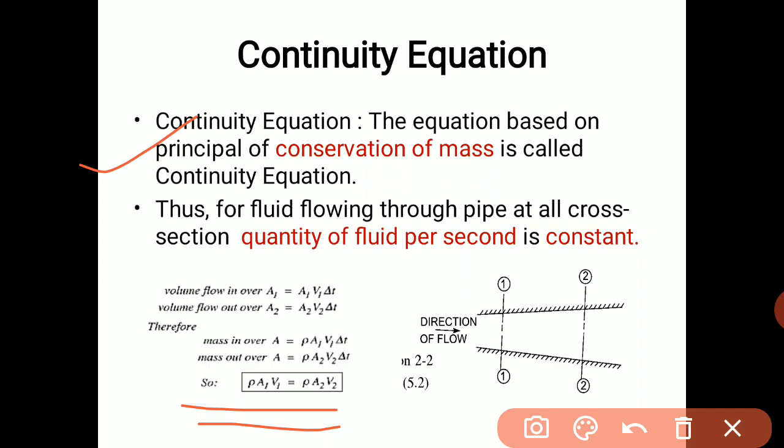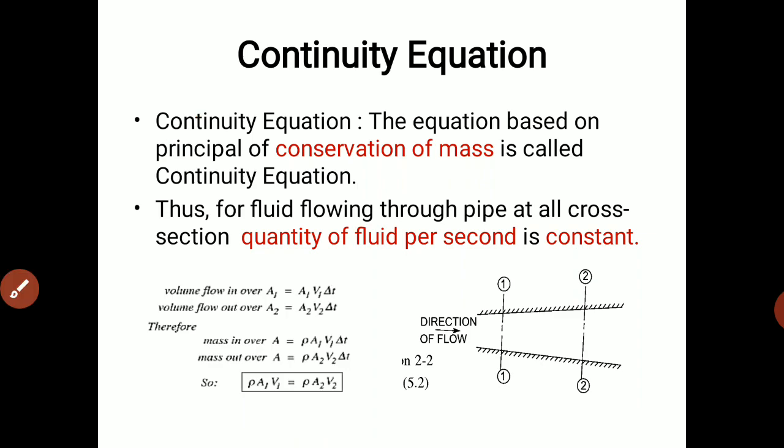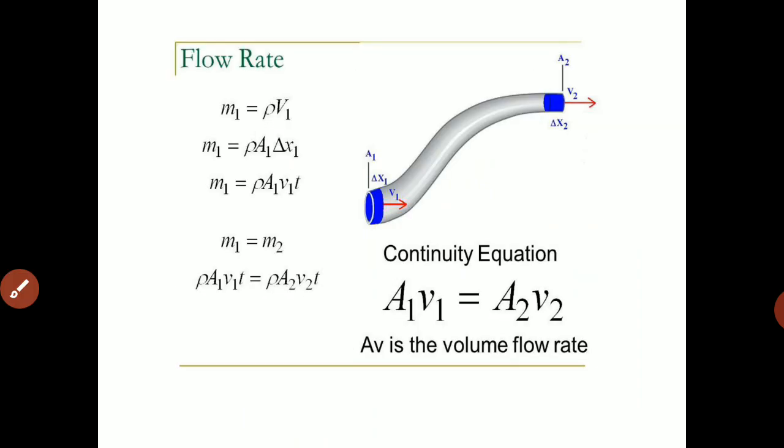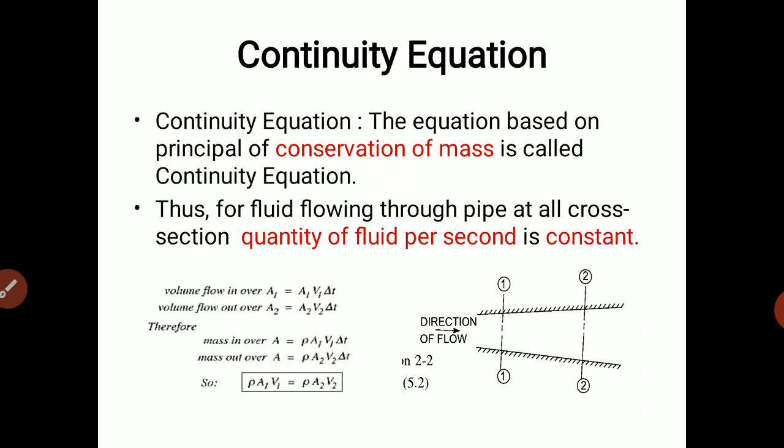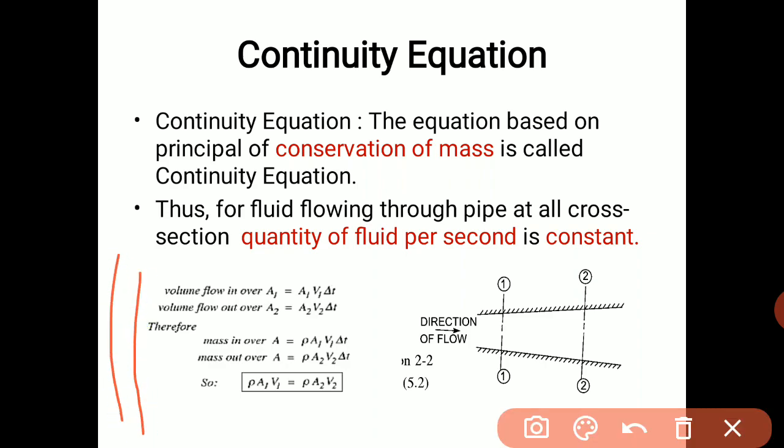Conservation means whatever is there at the first point will be there at the second point. But we have to assume some points for this conservation of mass concept. So first of all we'll see those assumptions. We have to assume that flow is steady, flow is uniform, flow is incompressible, and flow is one dimensional. By assuming these four points, only then can we derive this continuity equation. So it is based on the principle of conservation of mass.